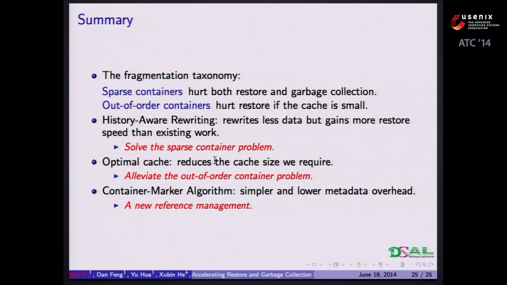You mean the merge operation? What's the interaction between the merge operation and your garbage collection algorithm? During garbage collection, the merge operation will read the sparse containers and copy the referenced chunks into new, more compact containers. And this operation will need data reads and writes.